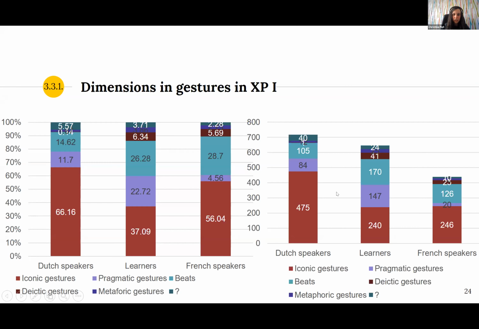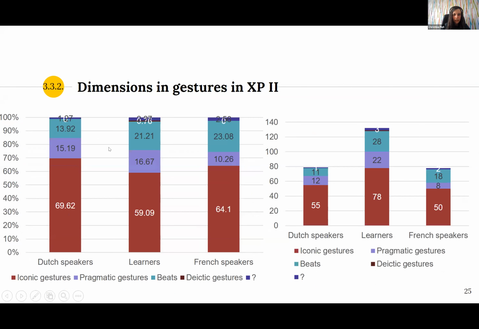And we also see that Dutch speakers produce many more gestures and a majority of iconic gestures as well. And then in the second experiment, the differences are less striking. Iconic gestures are more common in the learner group as well. They still produce non-substantive gestures, but less often than in the first experiment.